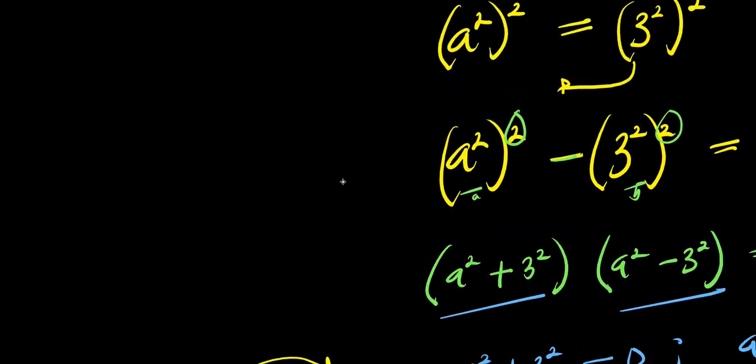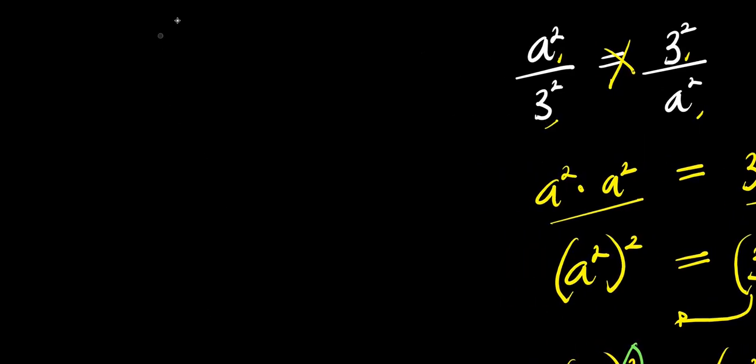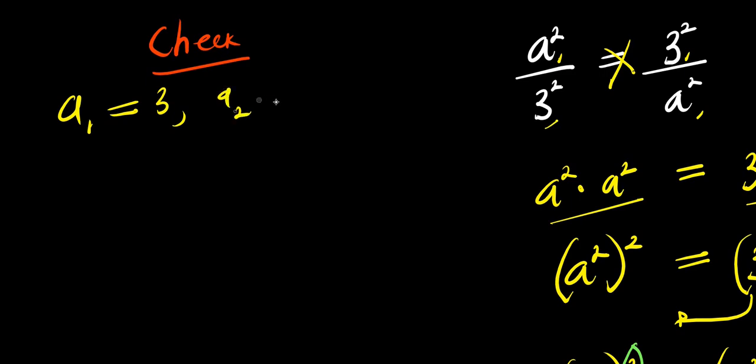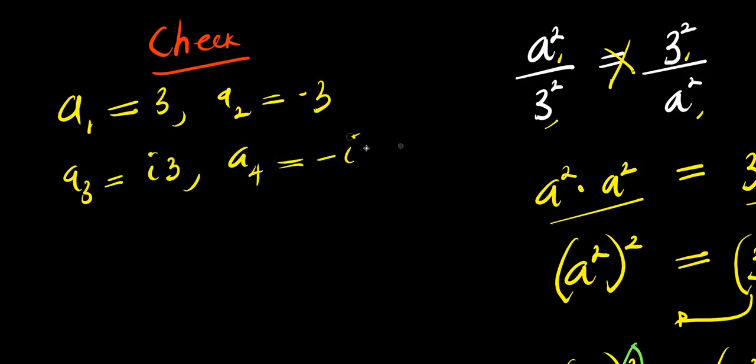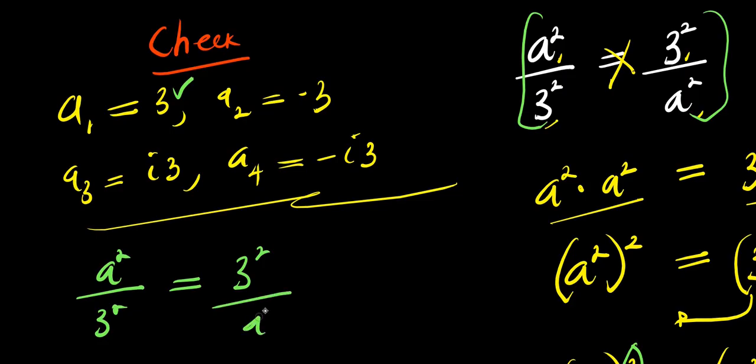So what we are going to do next will be to test each of the solutions. We check each of the solutions. We have a1 equals 3, a2 equals negative 3, a3 equals i times 3, a4 equals negative i times 3. Alright, let's copy the question. We start with a1. So you have a power 2 divided by 3 power 2 equals 3 power 2 divided by a power 2.